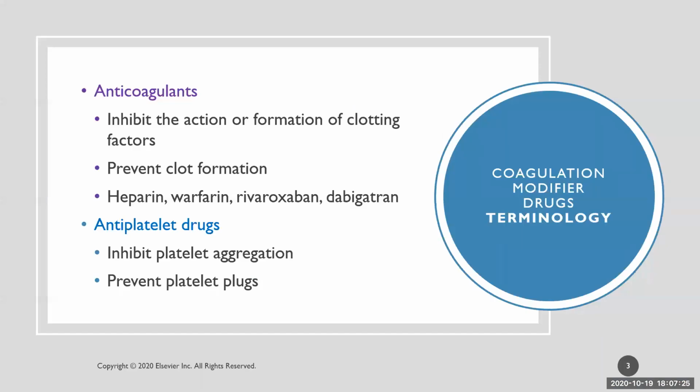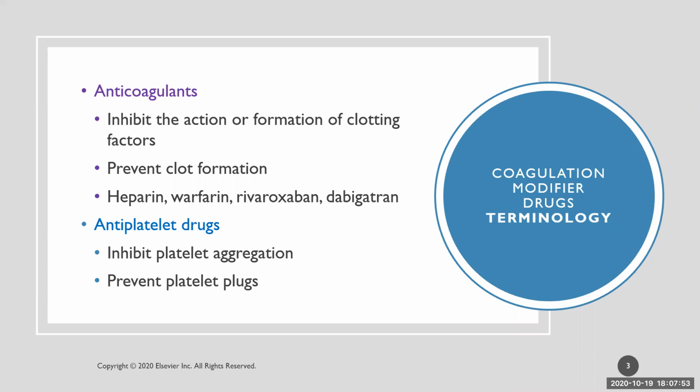So we have anticoagulants and we have antiplatelets when we talk about coagulation modifier drugs. So this is a little bit of terminology. An anticoagulant is something that inhibits the action or the formation of the clotting factors. They prevent clots from forming. These are drugs like heparin, warfarin, rivaroxaban, and dabigatran. We have our antiplatelet drugs that actually work on the platelet.